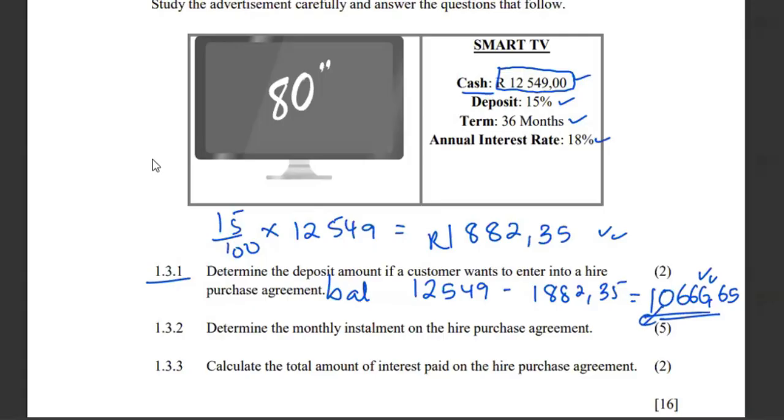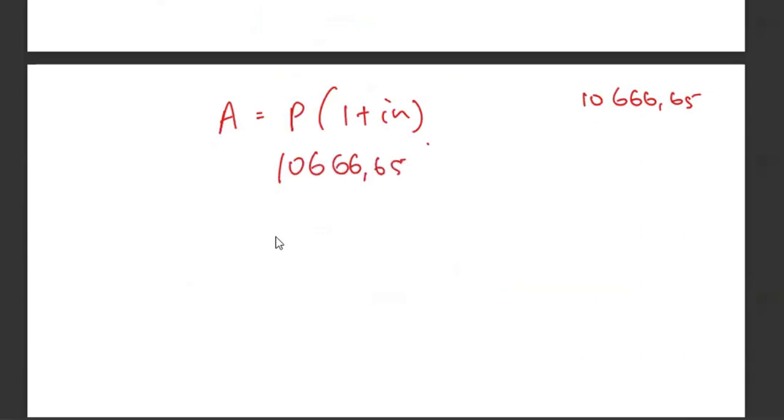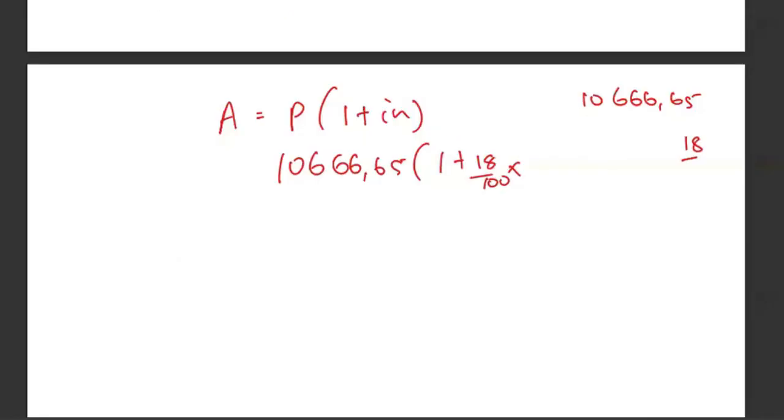Now, hire purchase uses simple interest. P into 1 plus IN. So our P, we say 10,666.65, into 1 plus 18 over 100. They told us for how long? 36 months. How many years are in 36 months? It's 36 divided by 12, which gives us 3.